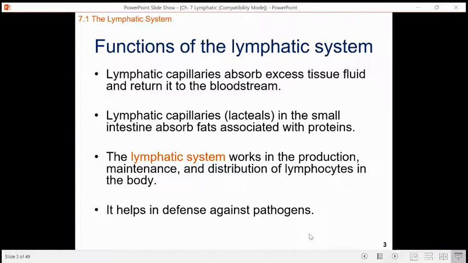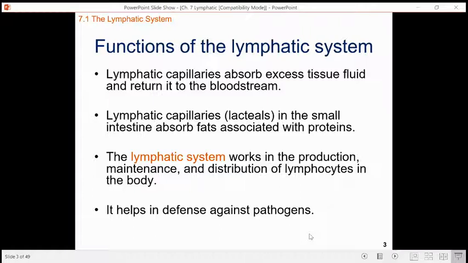So in section 7.1, we're really getting an overview of the lymphatic system. We have lymphatic capillaries that absorb excess tissue fluid and return it back into the bloodstream. These lymphatic capillaries actually have lacteals, and they're in the small intestine that absorb fats associated with proteins. So fluids like fats can't cross the capillary barrier, and so lacteals have small openings that allow that fluid to move into them and then be returned back into the circulatory system.